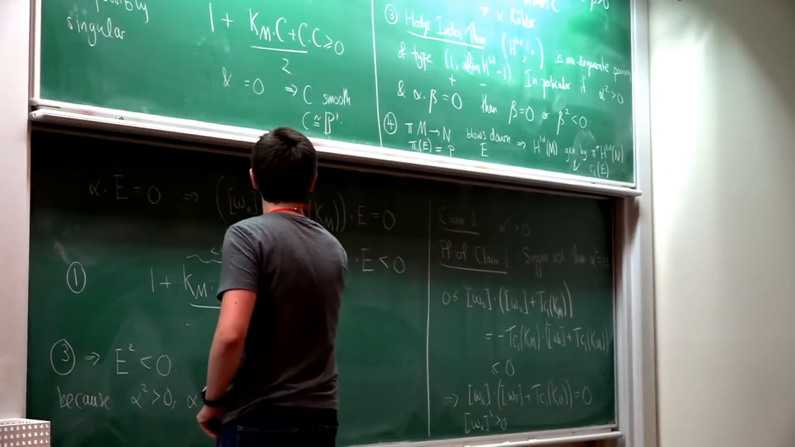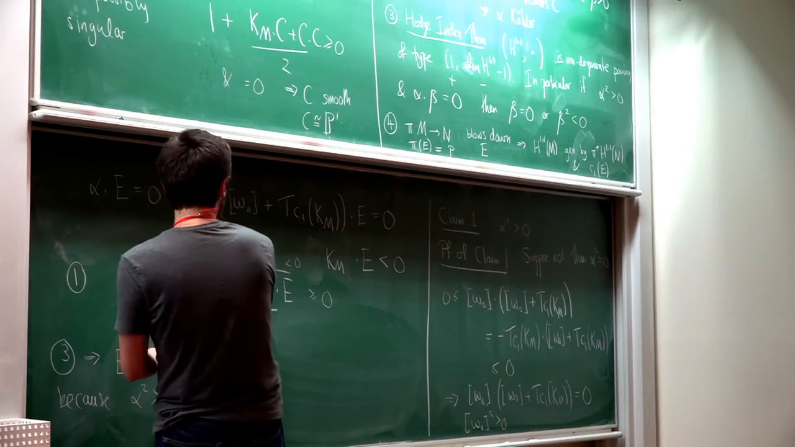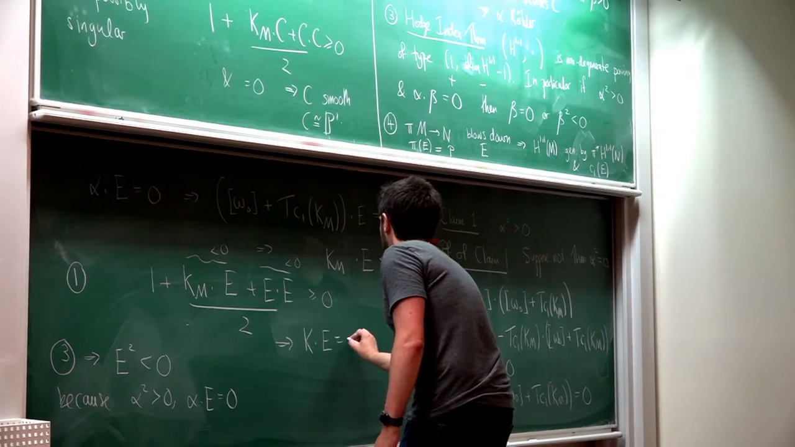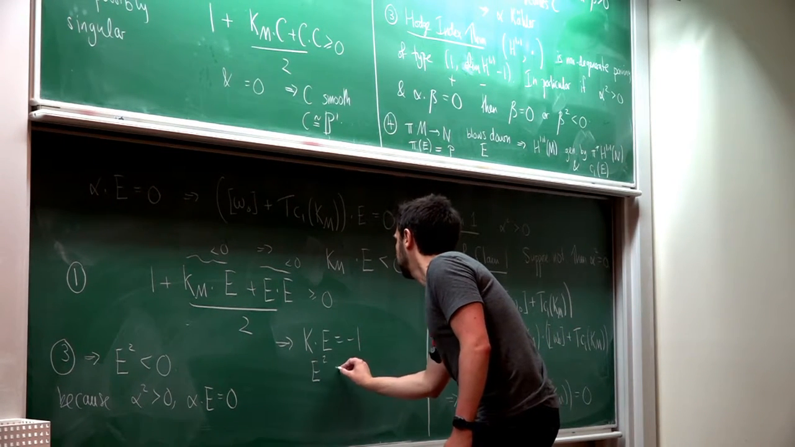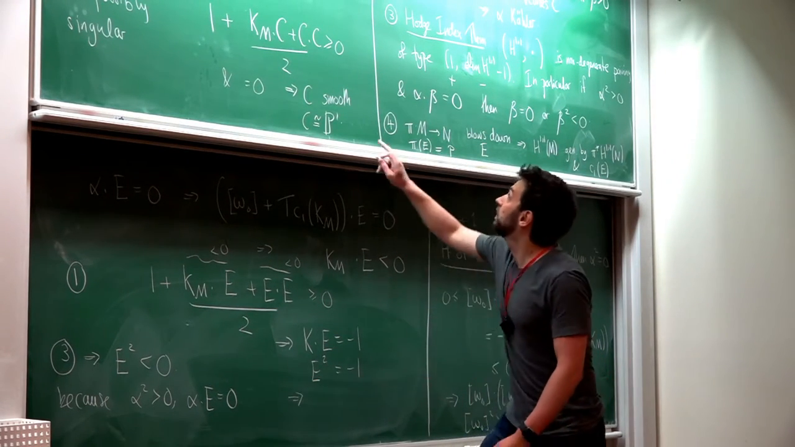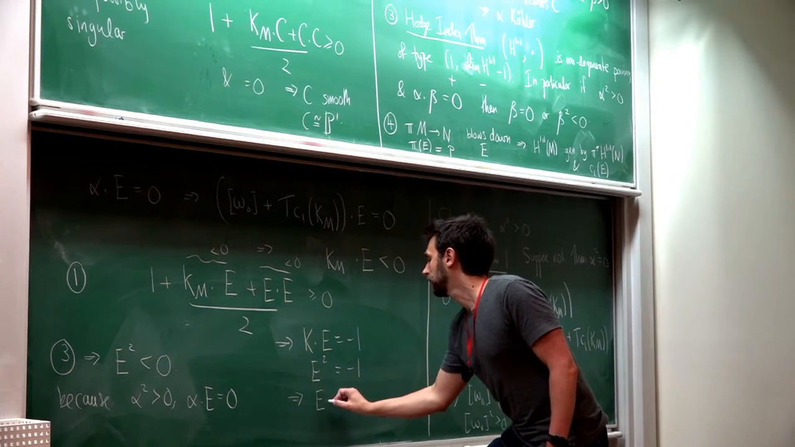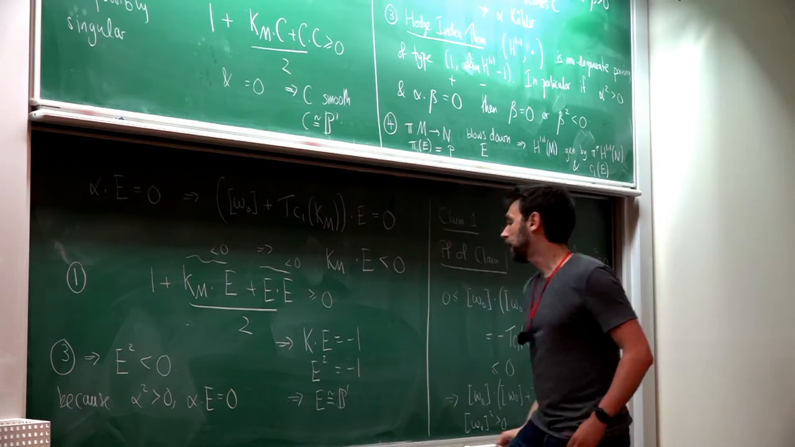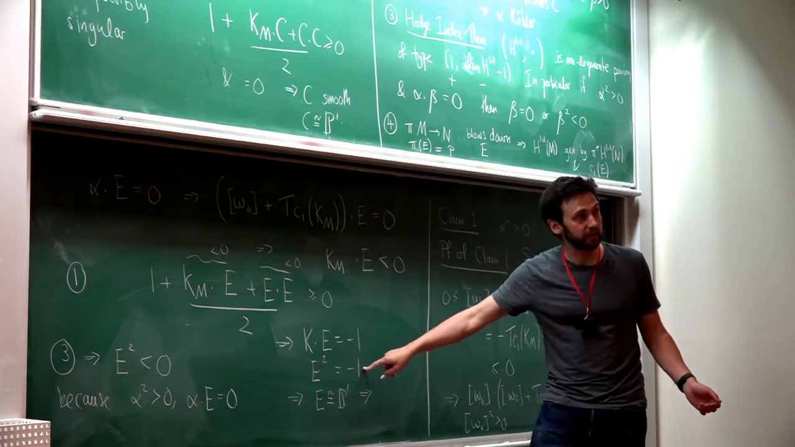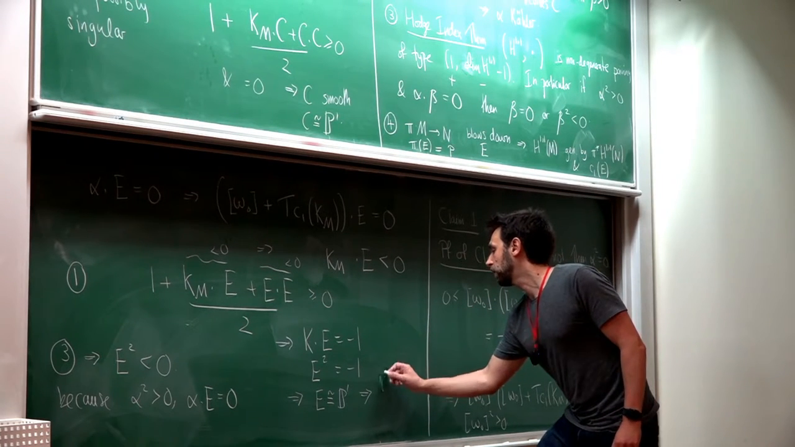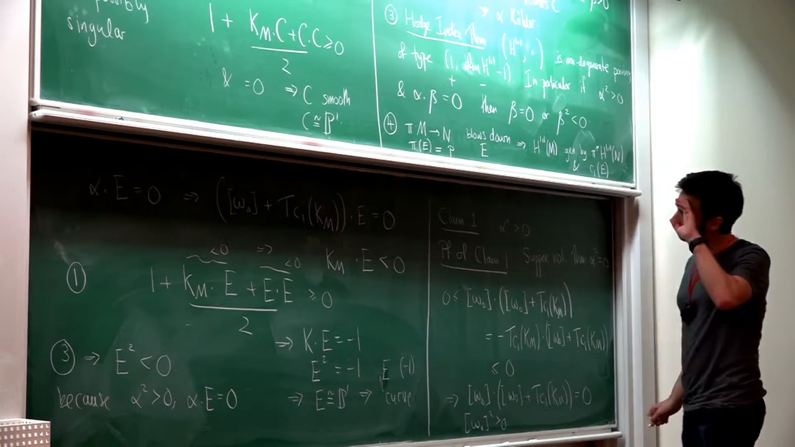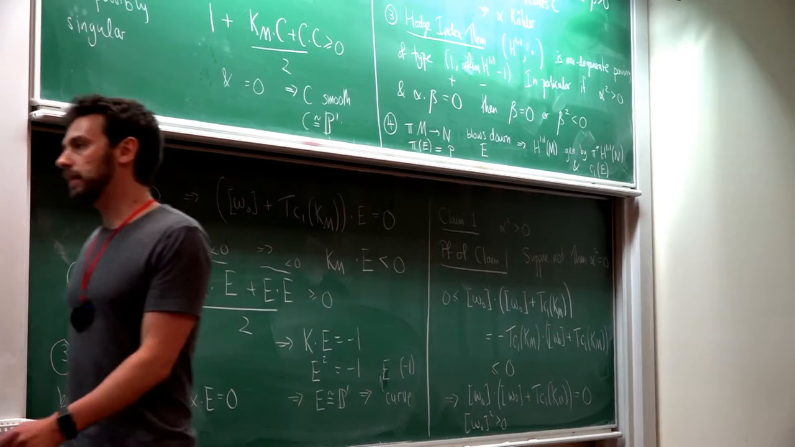Right, so now this is also negative. The only possibility is that this is minus one and this is minus one. So it says that K dot E is minus 1, and E squared is minus 1. And then you have equality, which actually says that from here E is smooth and it's a P1. And that says exactly that. So a smooth rational curve with self-intersection minus 1 is what we mean by a minus 1 curve. So E is a minus 1 curve. Okay, good.